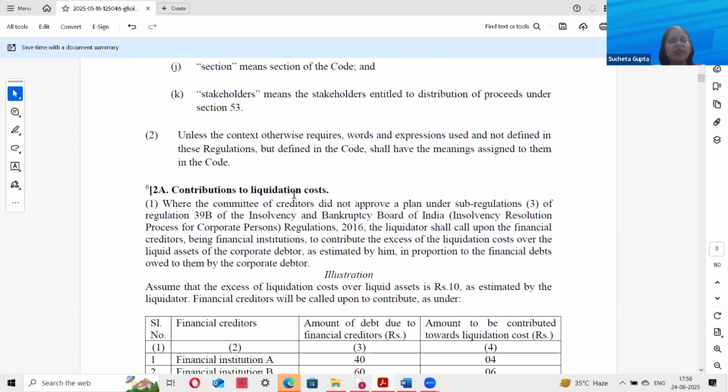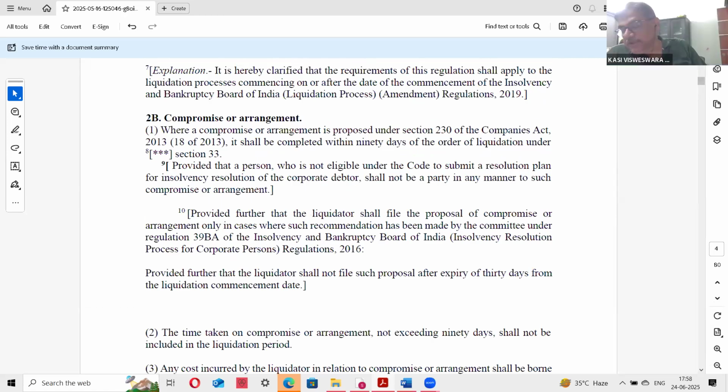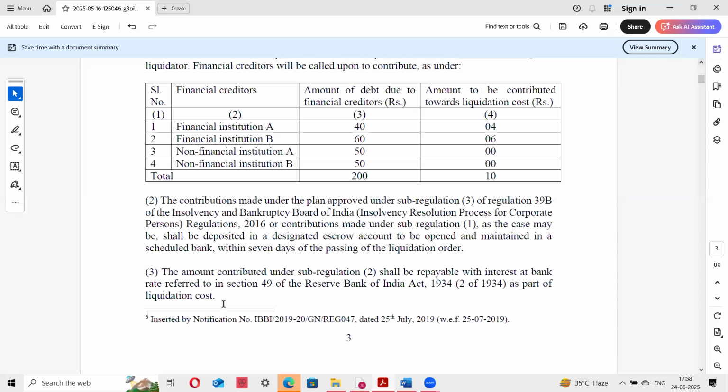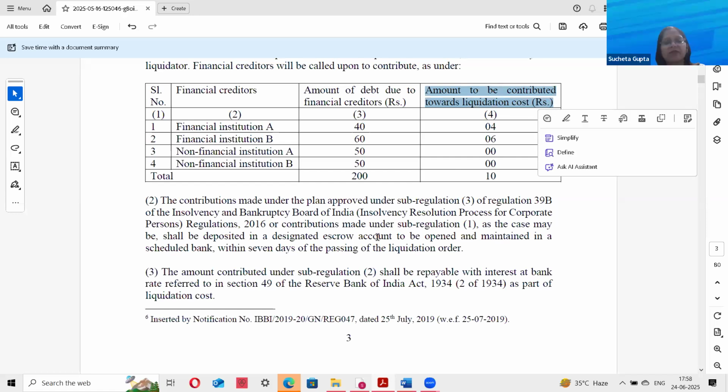Para 3. Contribution to the liquidation cost. Please come to para 3. Repayable with bank rate. Whosoever paid, they will be repaid. The amount contributed under sub-regulation 2 shall be repayable with interest. Whatever is contributed, initially it will be contributed by the financial creditors. Later on, it has to be refunded to financial creditors with interest out of liquidation cost. Even the liquidator fee also, that will also be repaid.